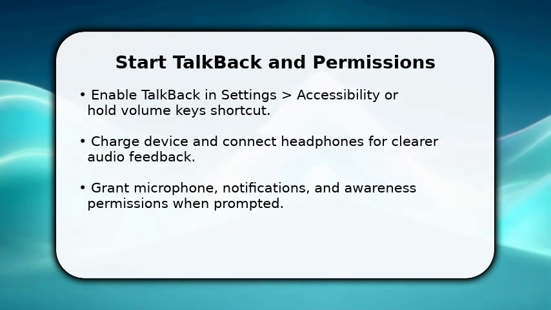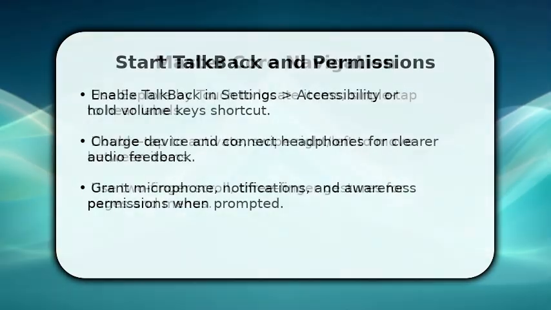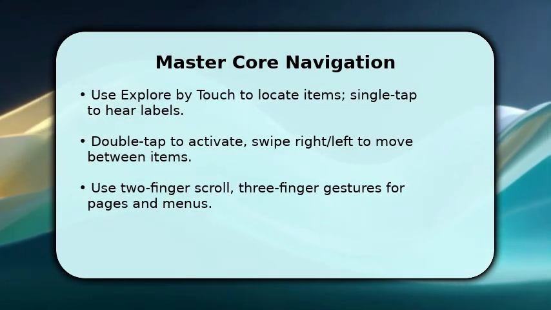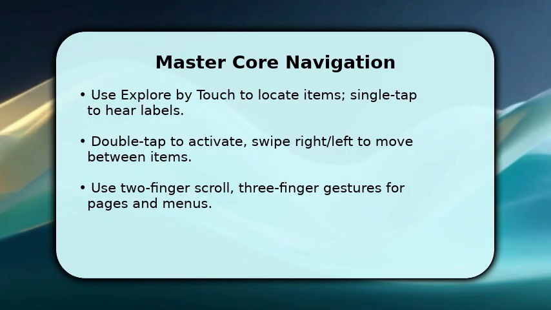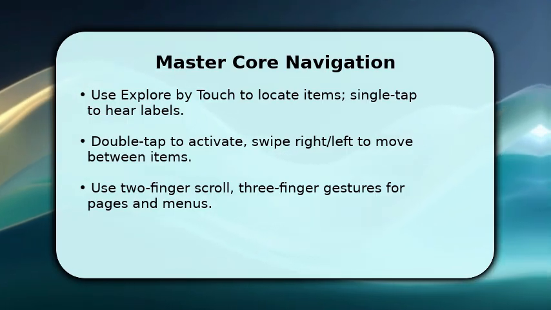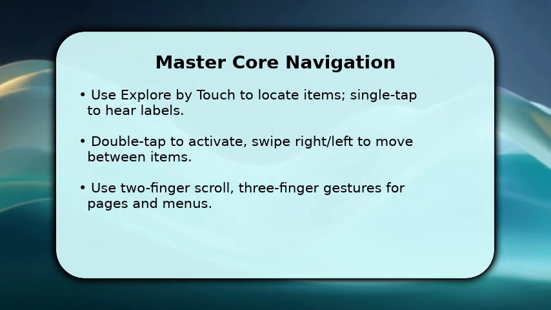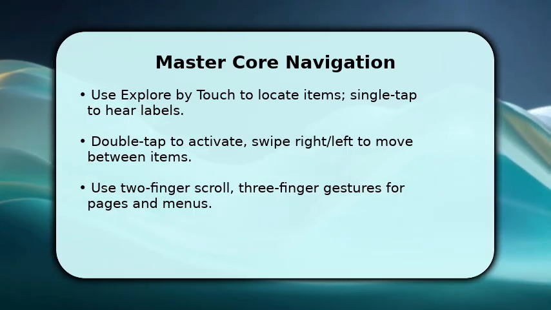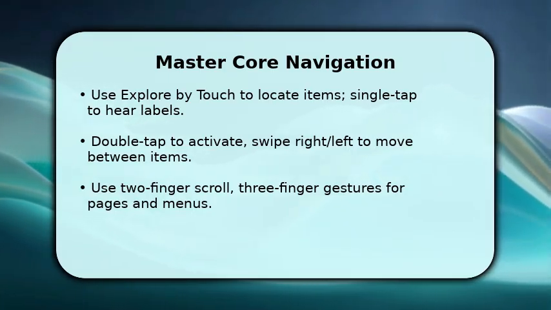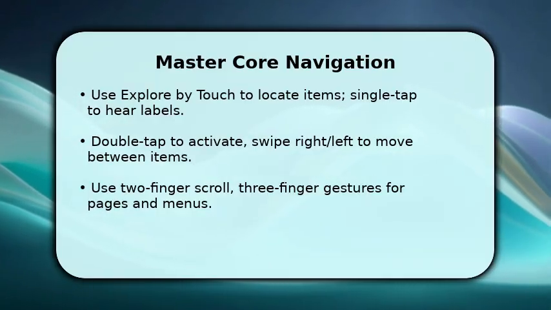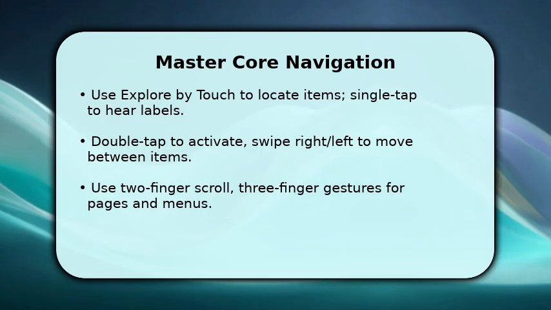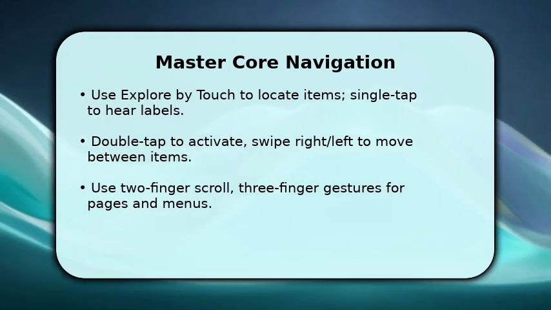Now focus on the navigation gestures that let you control your device. Use Explore by touch. Sweep your finger around the screen to hear element labels, then double-tap anywhere to activate the highlighted item. Swipe right or left to move the focus sequentially. Two-finger swipe scrolls content, and three-finger gestures jump between pages or containers. Once you practice these, you'll understand why Talkback separates selection from activation.